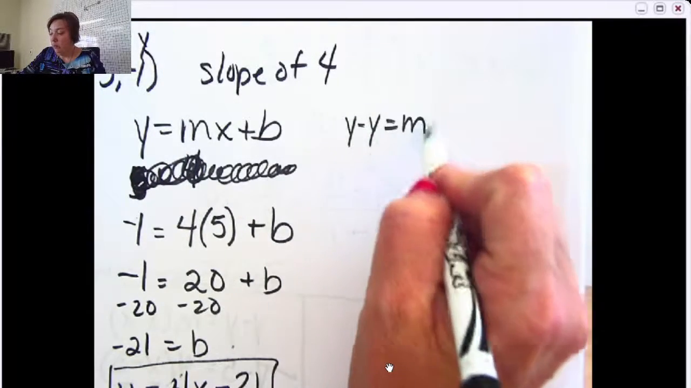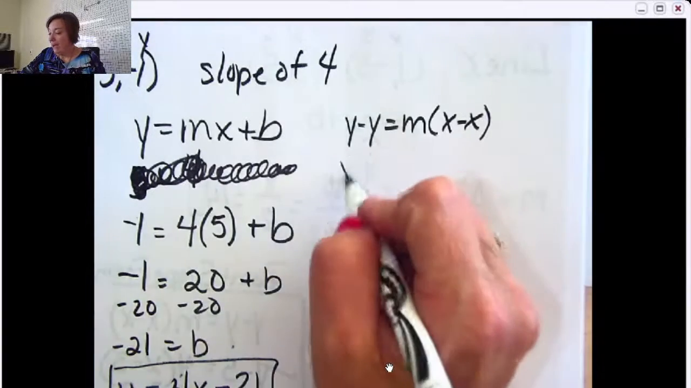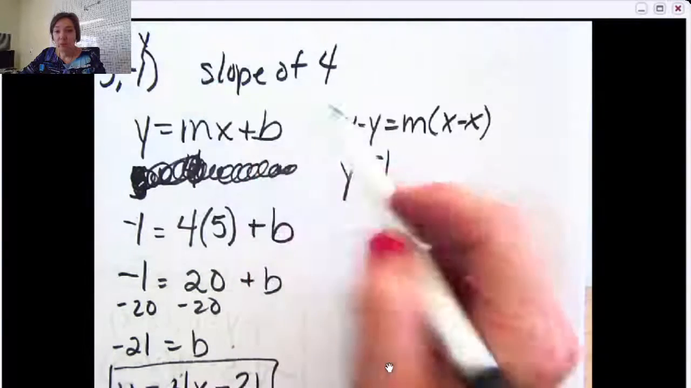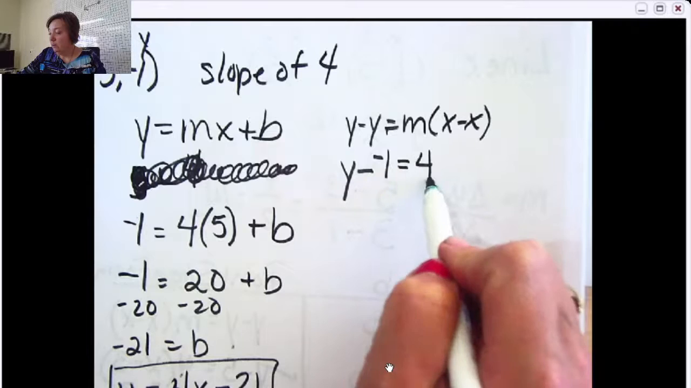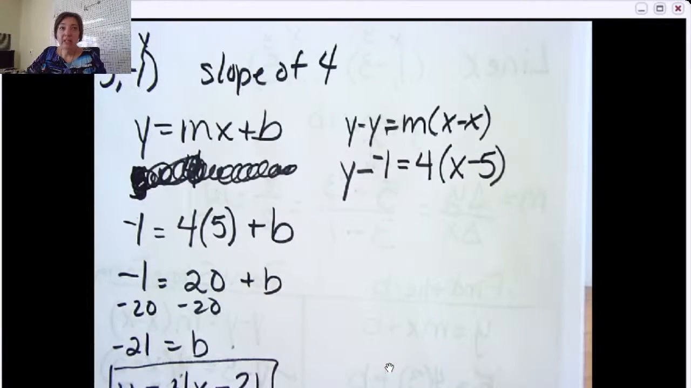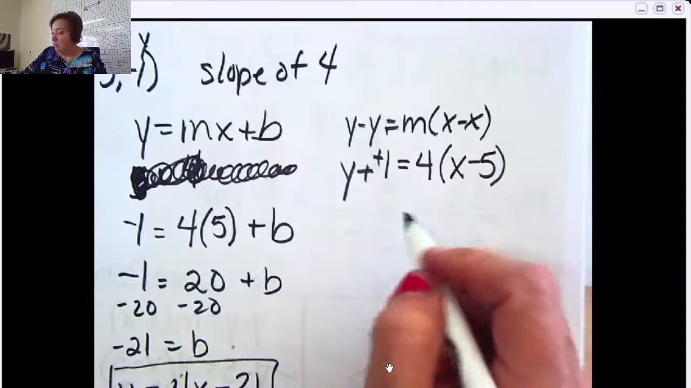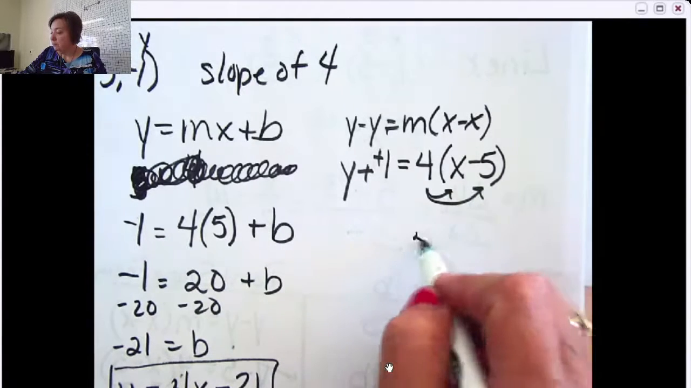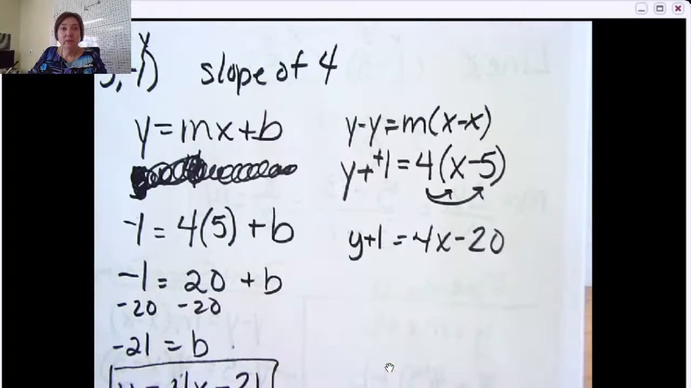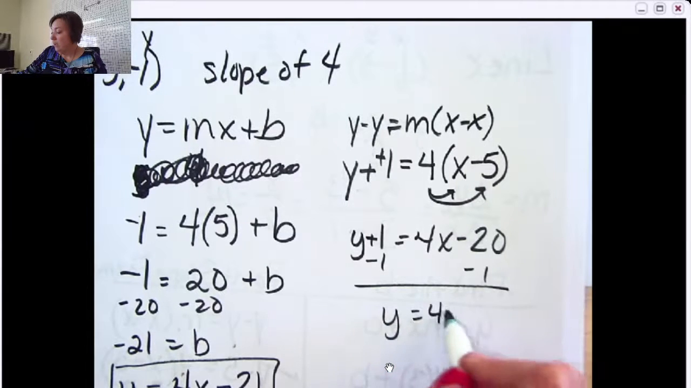If we wanted to put this in point slope form, point slope would be y minus y1 equals m parentheses x minus x1. y minus negative 1. That's our y value, right? Negative 1. m is 4. And then x minus 5, because 5 is our x value. Okay? And then, of course, we deal with that. And then we would do our distributive property. So we have 4x minus 20 over here. y plus 1 over there. Subtract that 1. y = 4x - 21.